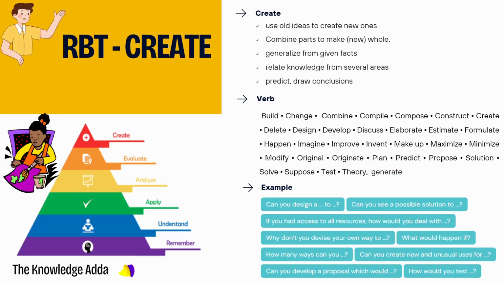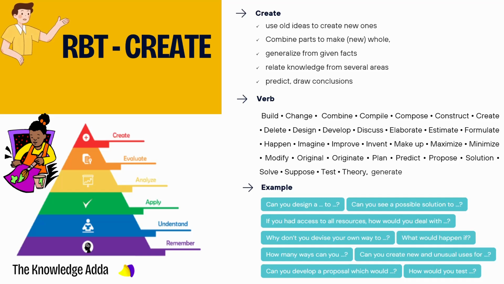Now this is the last one, that is create. So basically in this create we have to use old ideas to create new ones, combine parts to make something new, generalize from given facts, relate knowledge from several areas, predict, draw conclusions, and these types of verbs are used in create, like build, change, combine, compile, compose, construct, create.